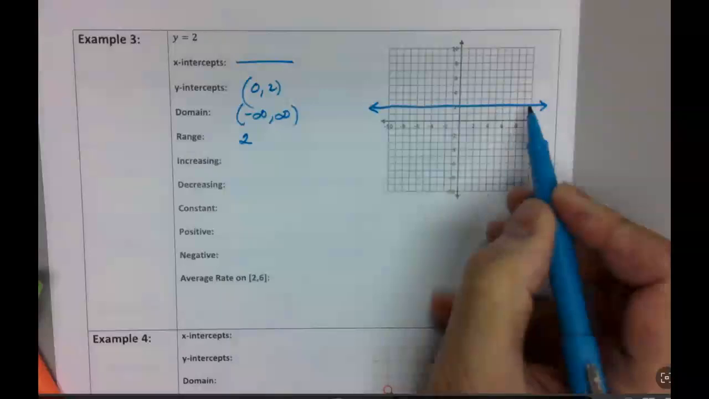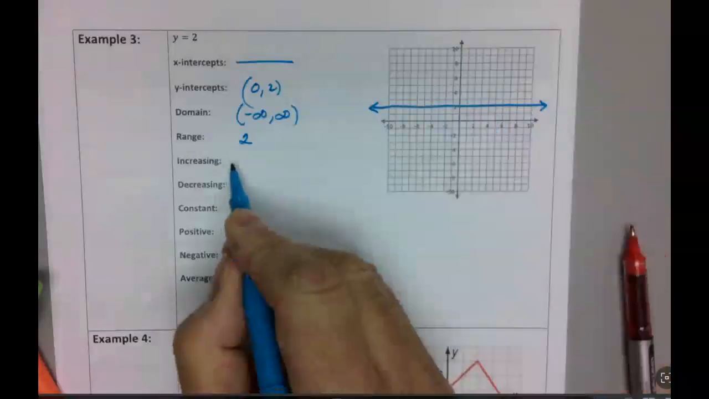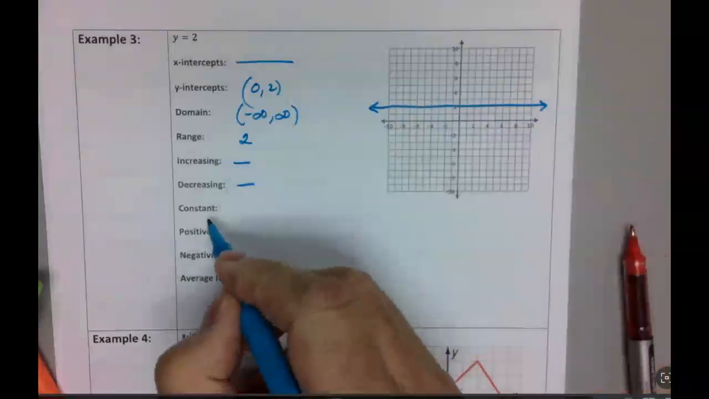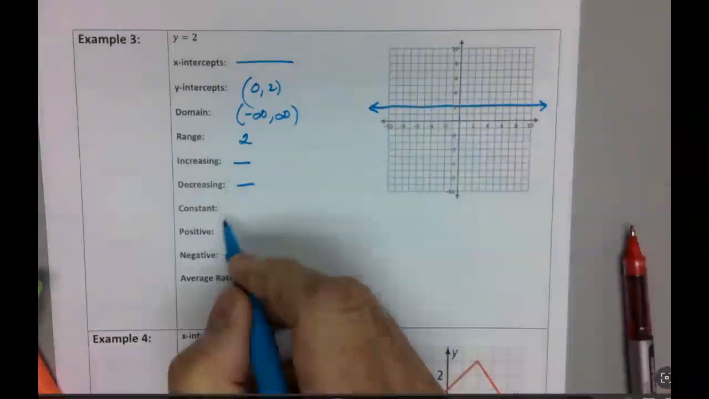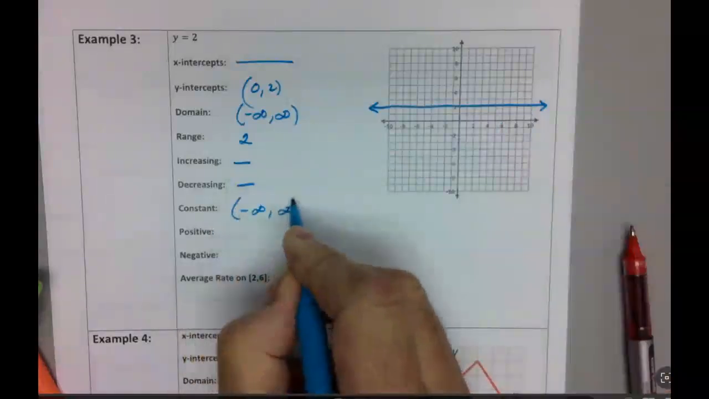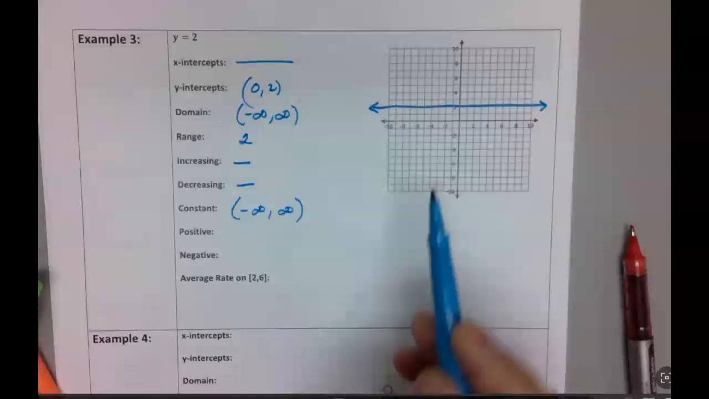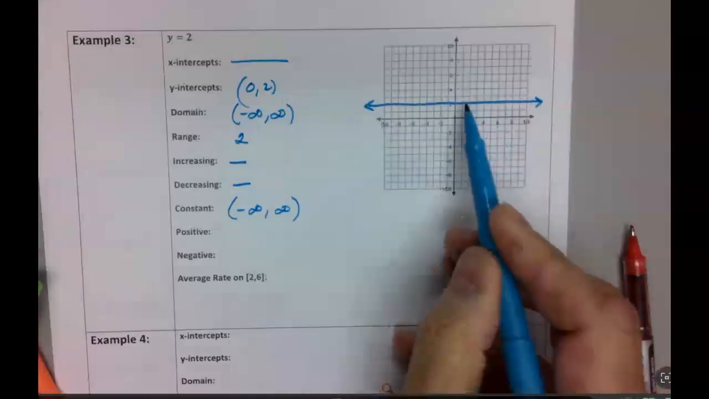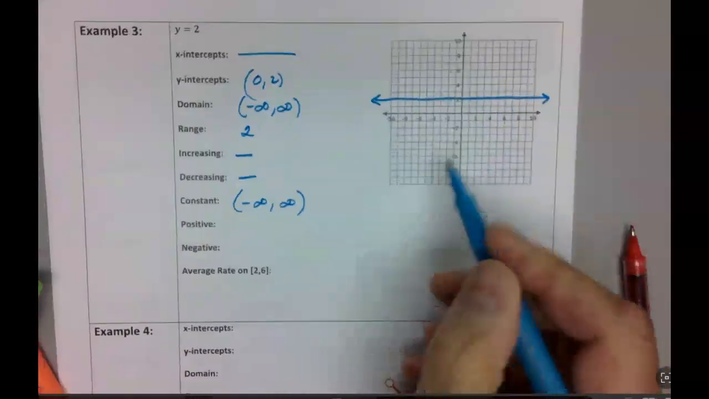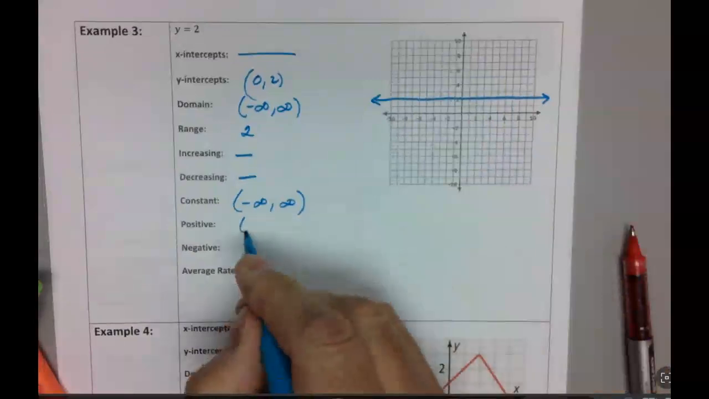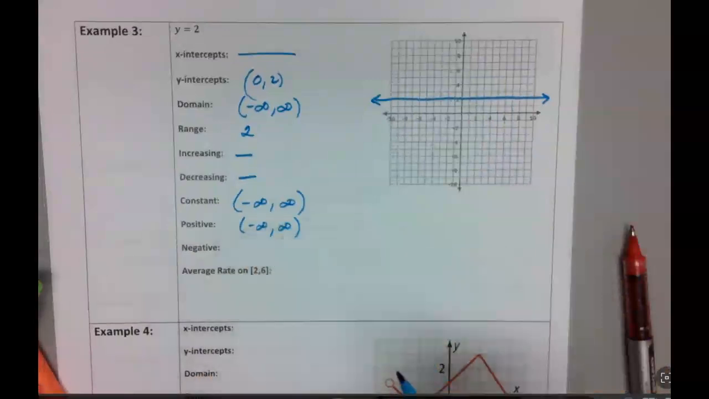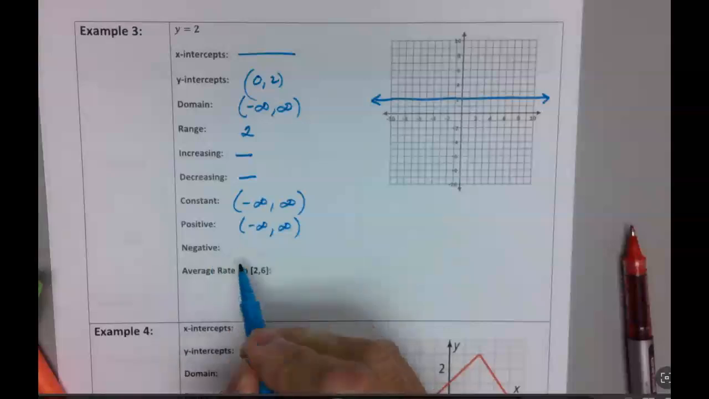It's neither increasing or decreasing here. It's a constant, isn't it? And it's a constant throughout the whole thing. So that's negative infinity to infinity. It's positive for the whole thing. It's never going to go below the x-axis. So that's also negative infinity to infinity. It's never negative, is it?